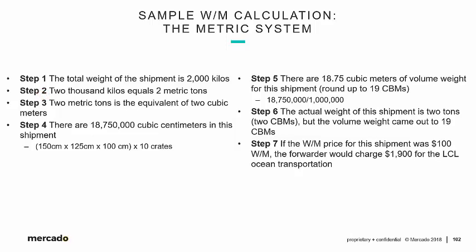Step 4, here's the conversion. There are 18,750,000 cubic centimeters in this shipment. That's just taking our DIMs in centimeters and multiplying by the 10 crates. We can say in step 5 that there are 18.75 cubic meters of volume weight for this shipment. Round up to 19 CBMs. That's 18,750,000 divided by a million, the number of cubic centimeters in a cubic meter.